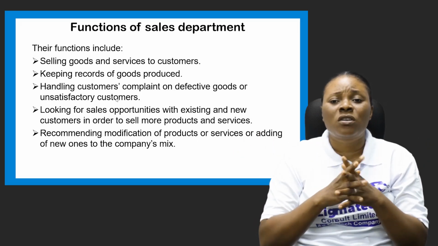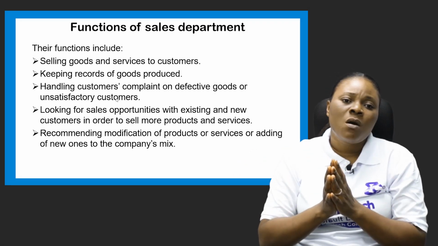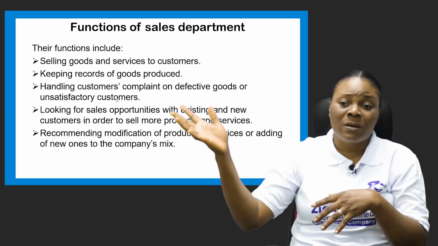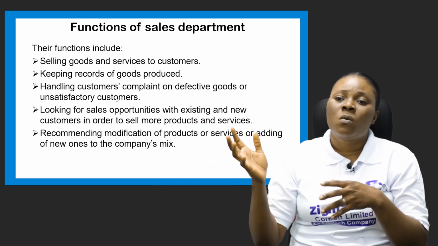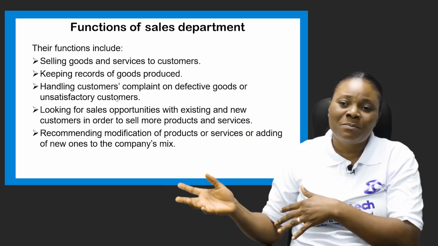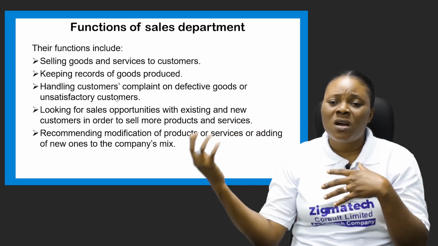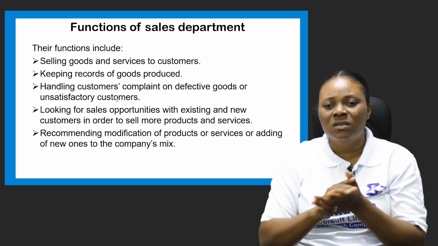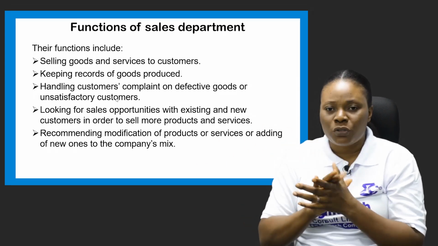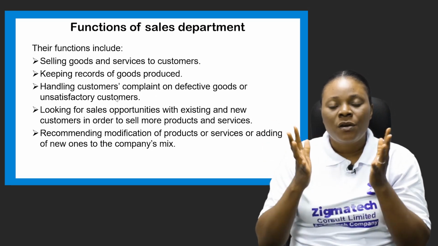They also keep record of the goods produced and sold. This department works with the production department. So what do I mean by this? The products produced in the production department are transferred to the sales department for sales. So as the products are being sent to the sales department for sales, they keep records of the goods sent to them by the production department. And as they are also selling, they are also keeping records.